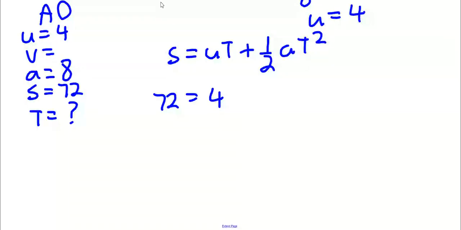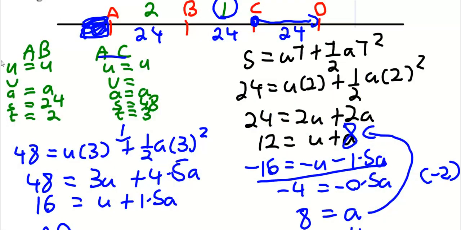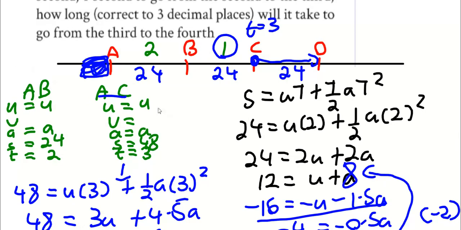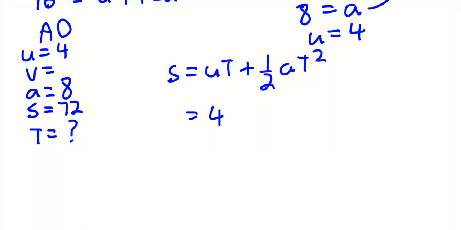Oh, it is, isn't it? Sorry, you're right. Toby's right. No, I'm right. I'm right. Look at it. A to B is 24, B to C is 24, C to D is another 24, 72. It's all right. I'm usually wrong, so it's good to question it. Okay.